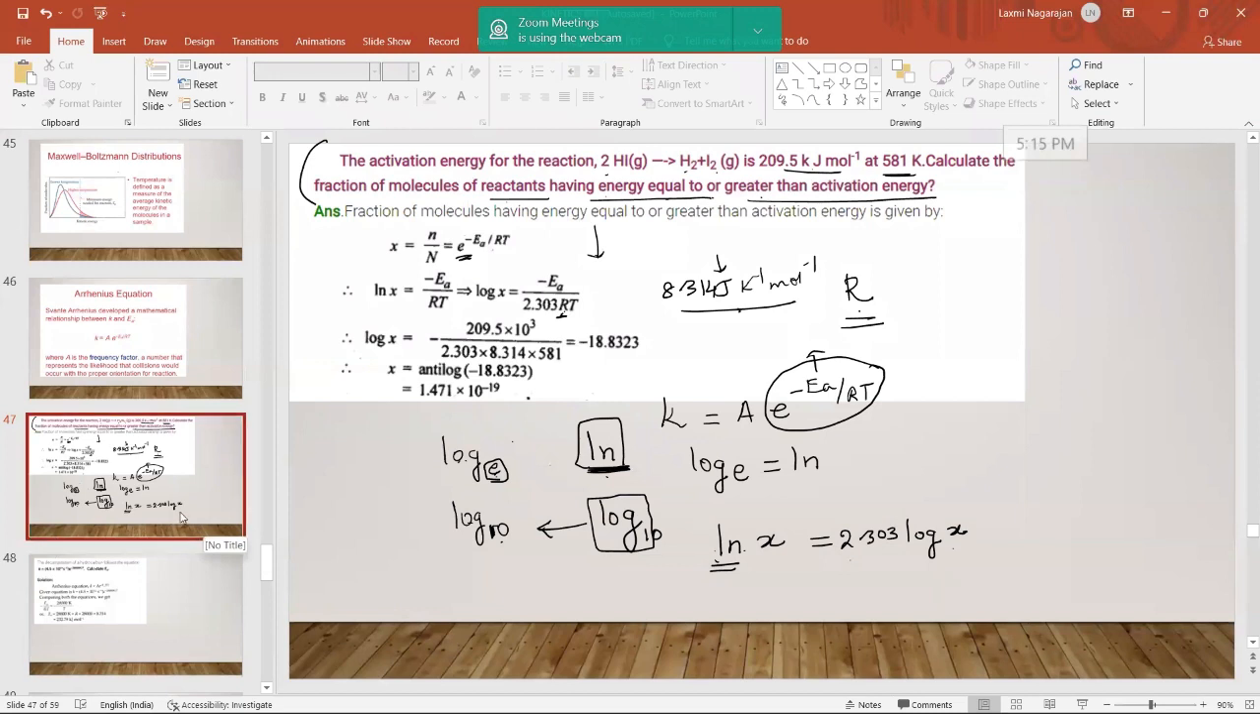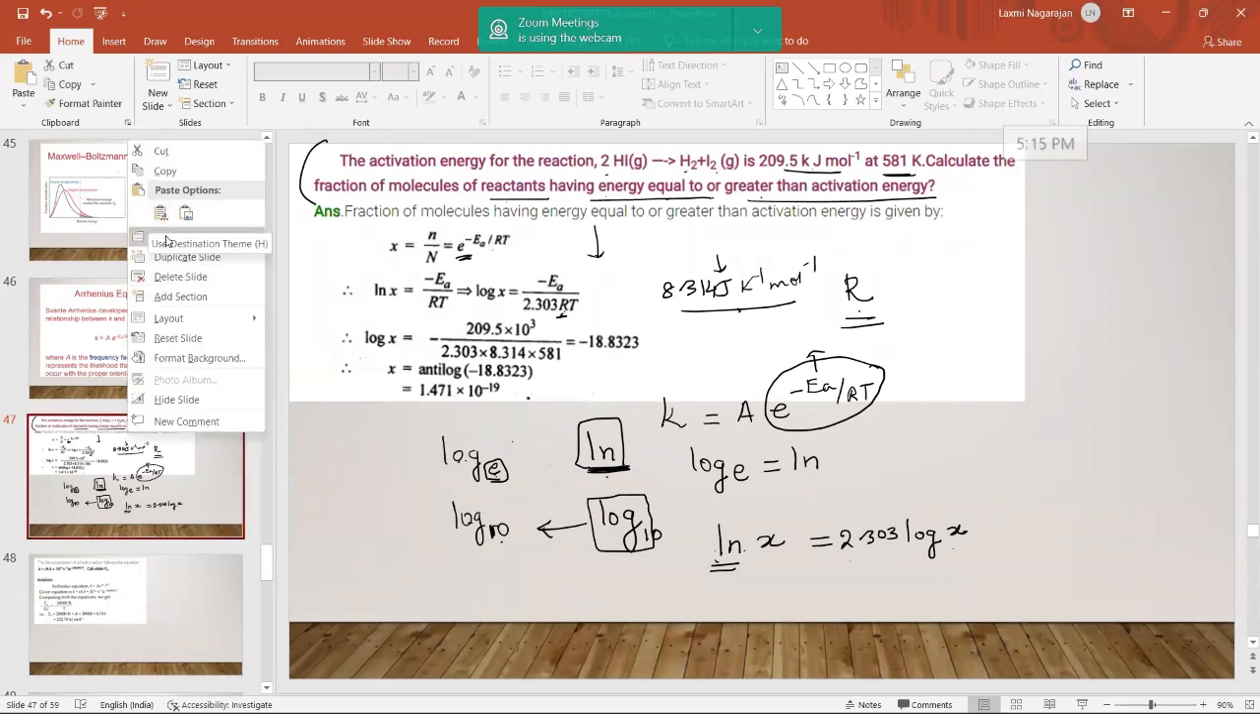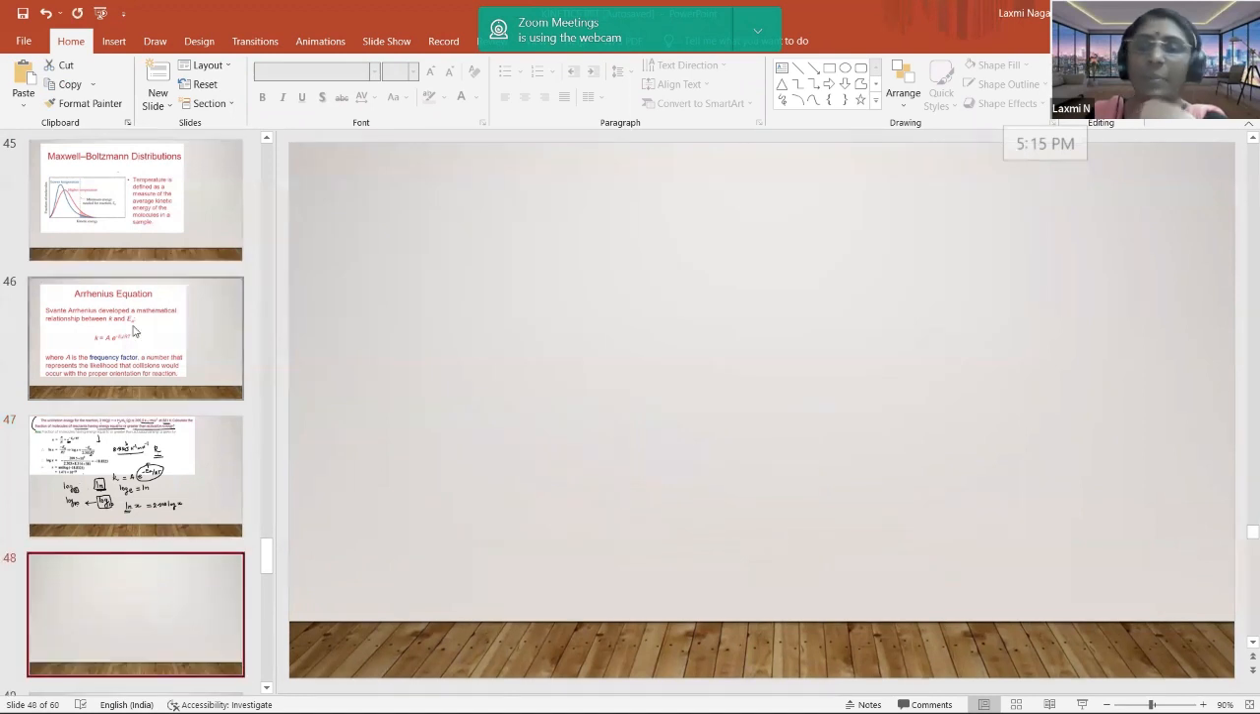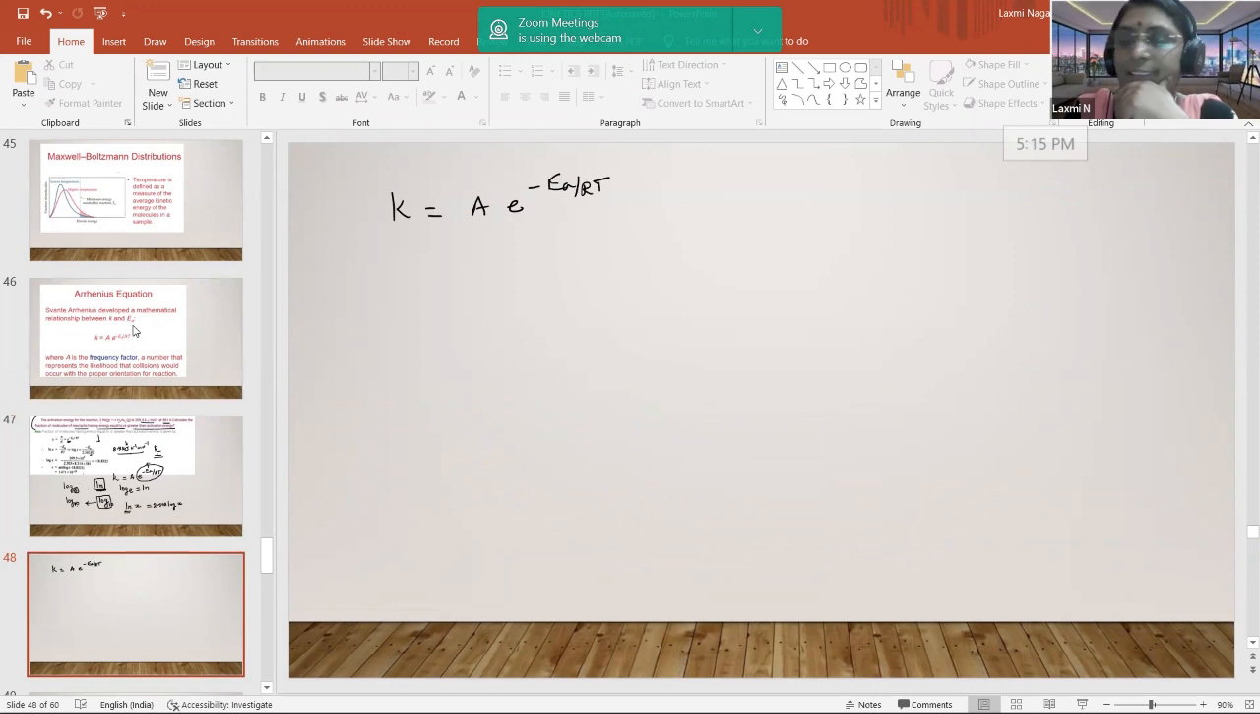So supposing we have an expression. I think I will not be able to touch upon solutions at this rate. Supposing I say k is equal to A e to the power minus Ea by RT. Since there is an e exponent here, I would take ln of k is equal to ln of A, plus ln of e to the power minus Ea by RT.